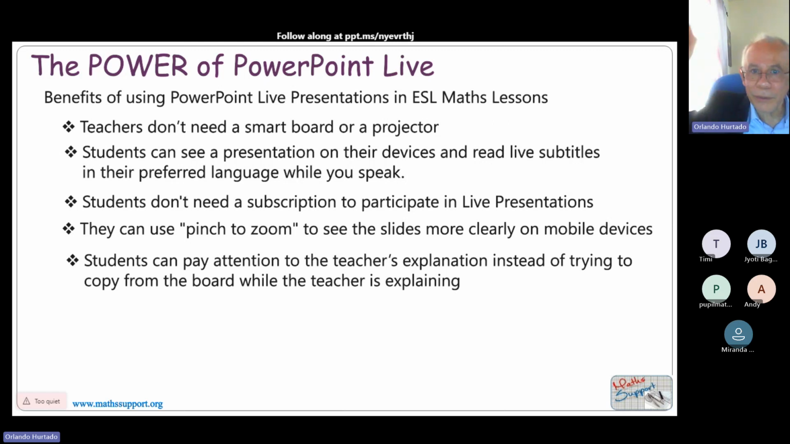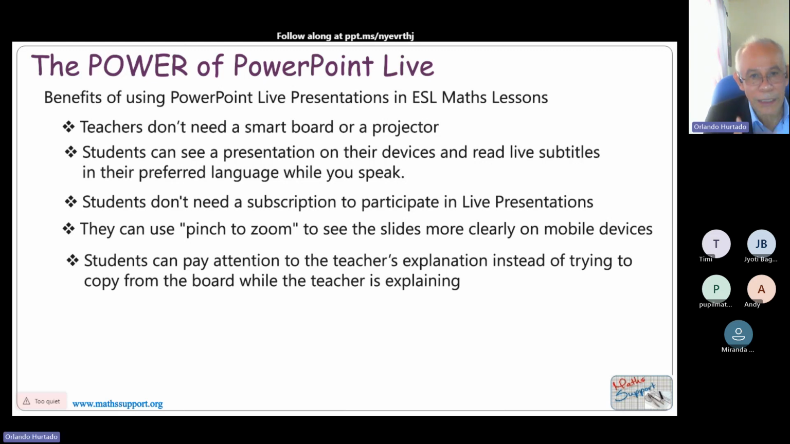When you're writing on the board and you finish the board, you go back to the beginning and you start erasing everything on the board. And the students say, no, teacher, I'm still on the way, I'm writing. So then you need to wait for them to finish the writing. But in PowerPoint Live, you don't need to wait for that.